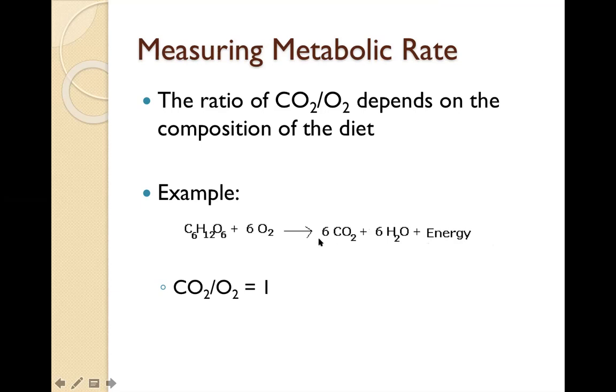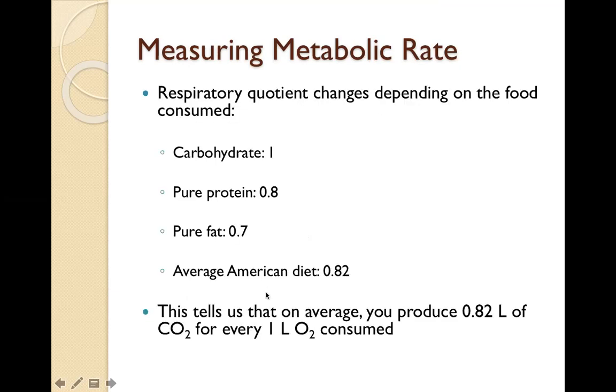Well, if we look at how much carbon dioxide is produced compared to how much oxygen is used, it's in a 1-to-1 ratio. For every 6 molecules of carbon dioxide, you need 6 molecules of oxygen. For every 6 liters of carbon dioxide you produce, you are using 6 liters of oxygen. And so the respiratory quotient in a person who has a diet consisting purely of carbohydrate, and specifically purely glucose, would be 1. That's not realistic.